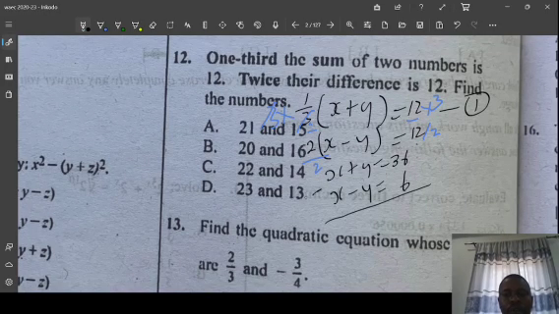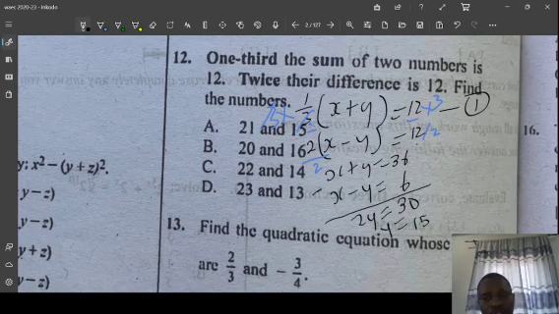So plus y minus minus y becomes plus y plus y. That's 2y is equal to 36 minus 6 is equals to 30. So from here, I can see that y is equals to 15. So the second number is equals to 15. I can actually just stop solving because there's only one option that contains 15 there.